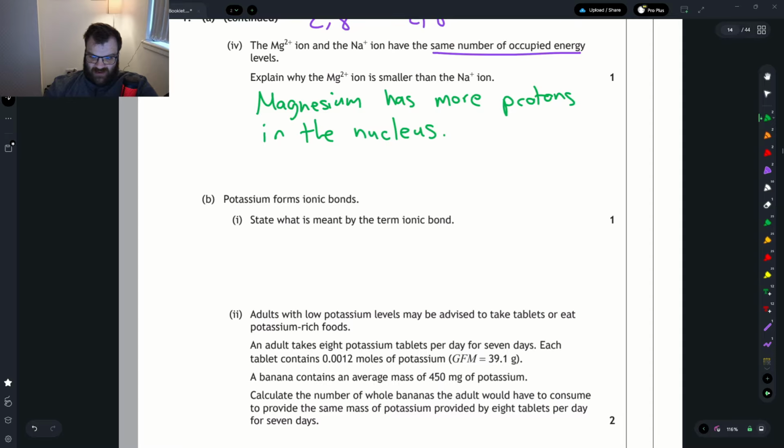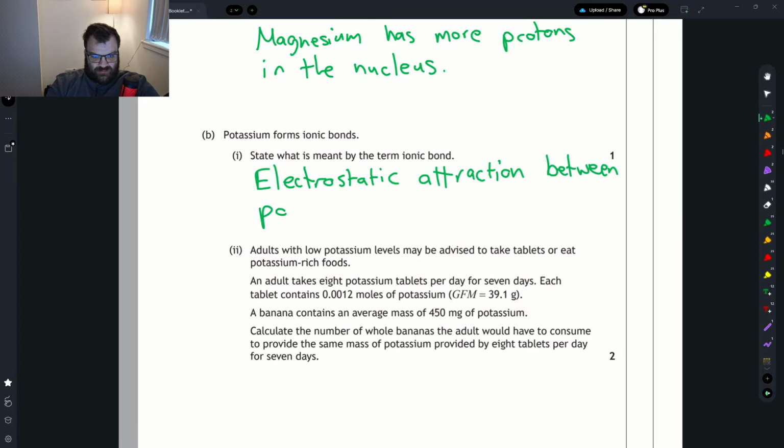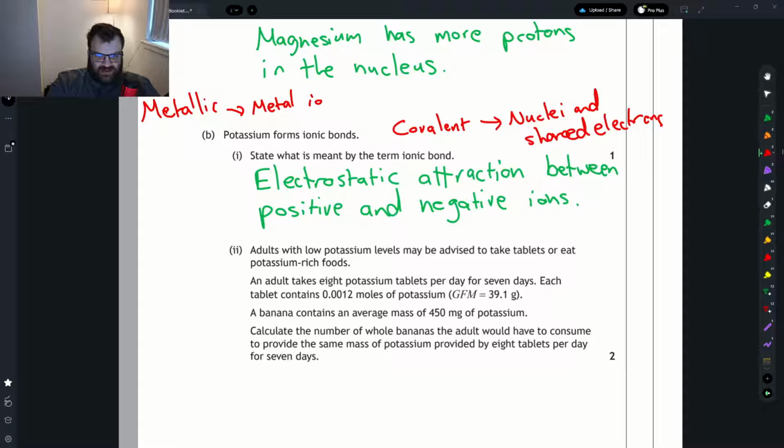What is meant by an ionic bond is when we have an attraction between positive and negative ions. I'm getting specific what type of attraction. It's an electrostatic attraction between positive and negative ions. If we're asked about covalent, again, with covalent, it's the attraction between the nuclei and shared electrons. And if it is metallic, it's the metal ions and delocalized electrons.